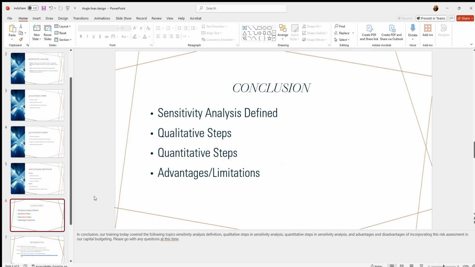In conclusion, today we discussed the definition of sensitivity analysis. We looked at the qualitative and quantitative steps involved in the process and discussed some advantages and limitations to sensitivity analysis with regards to assessing potential risks with our capital budgeting operations.